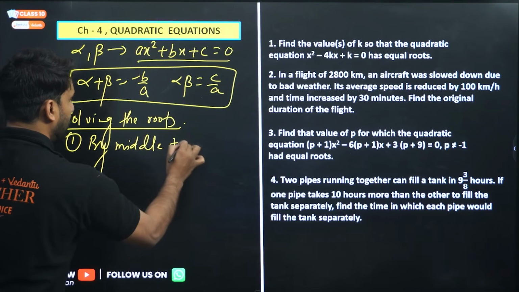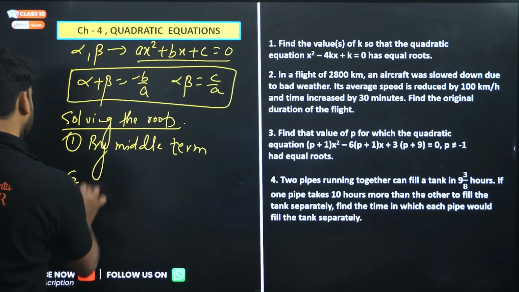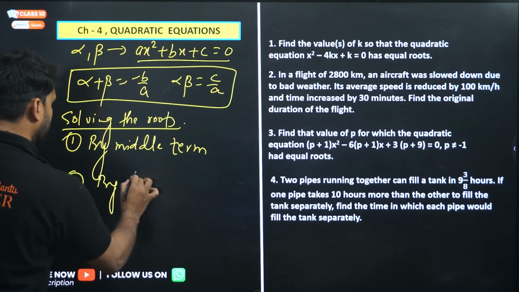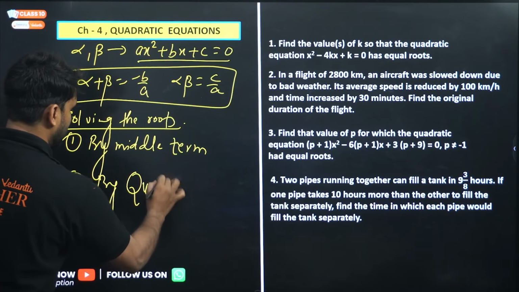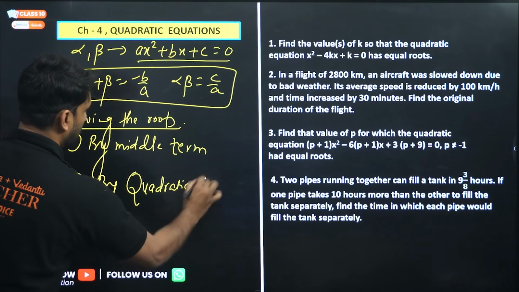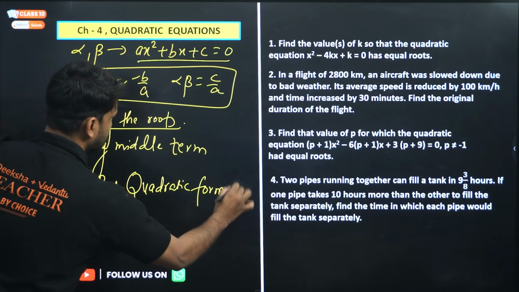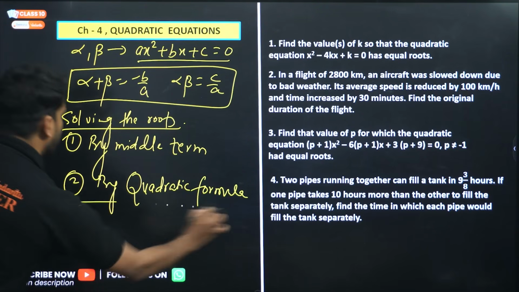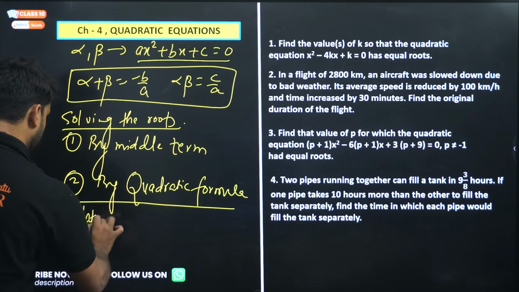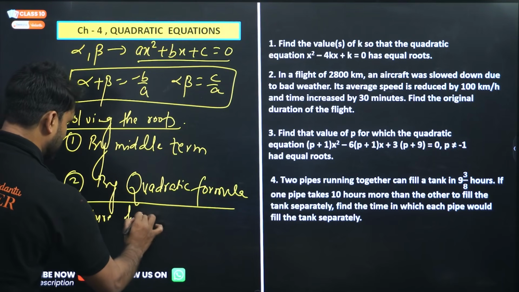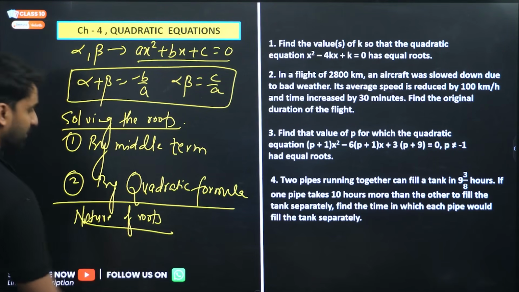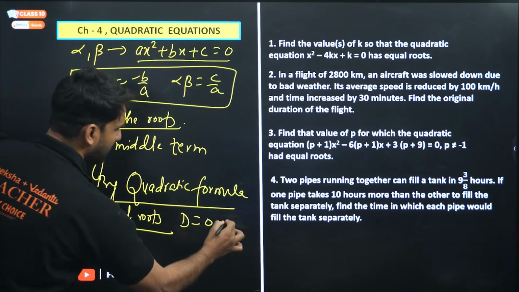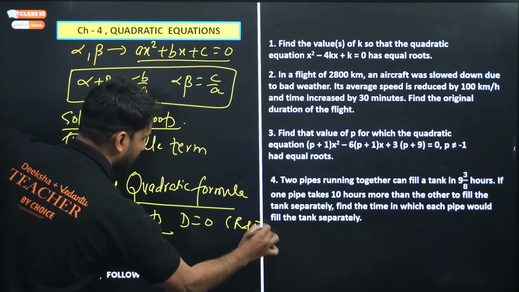okay, and the second method is by the quadratic formula, a very magical formula, you all know the formula: x equals minus b plus minus under root b square minus 4ac, by 2a, right? And the nature of roots also plays an important role. Nature of roots also plays an important role. Please go, you know, if D is equal to 0, real and equal roots will be there.